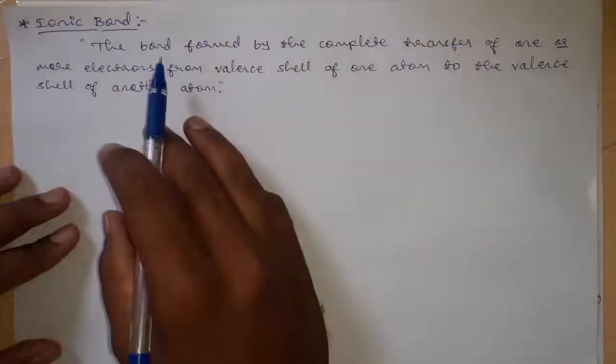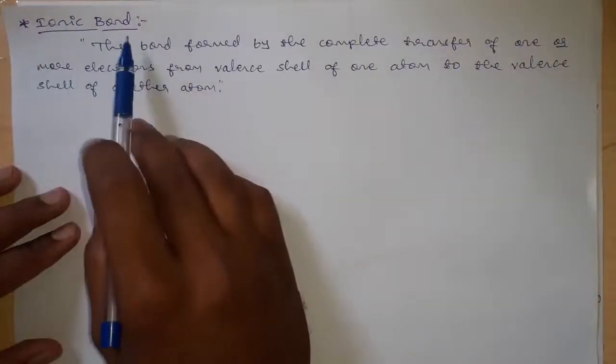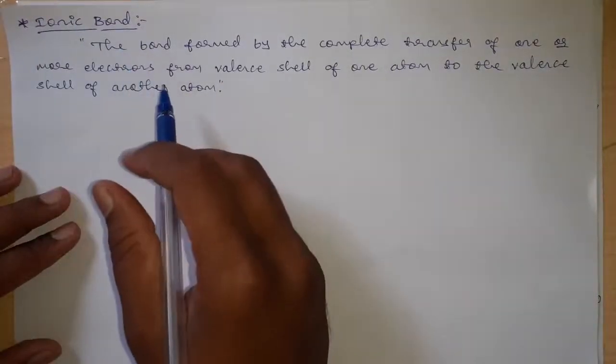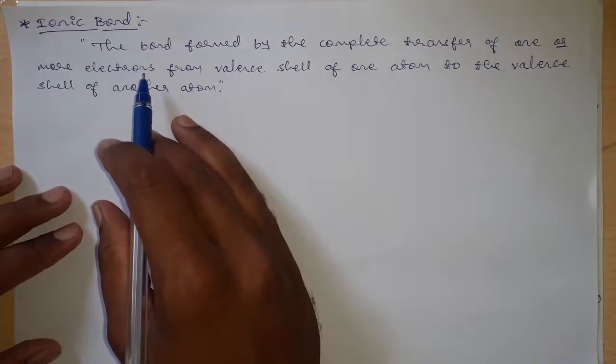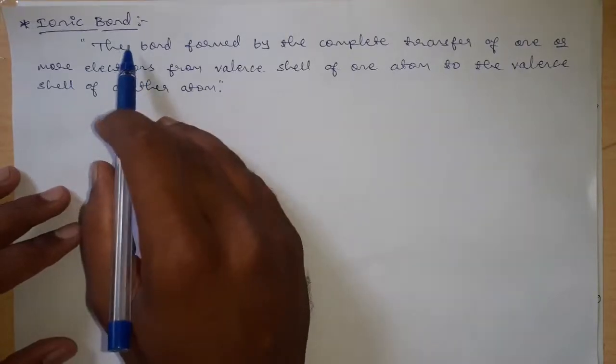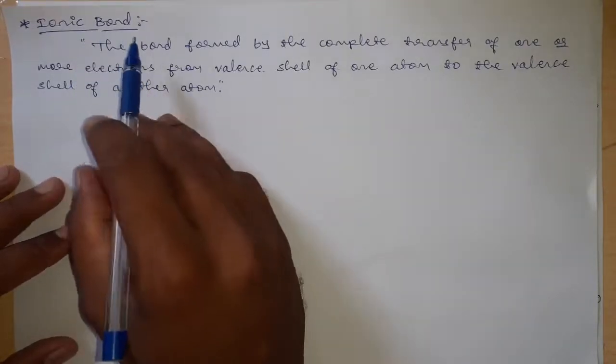In this class we will discuss the ionic bond, examples of the ionic bond, and the factors which are affecting the formation of ionic bond. Okay. Then what actually is the meaning of ionic bond?